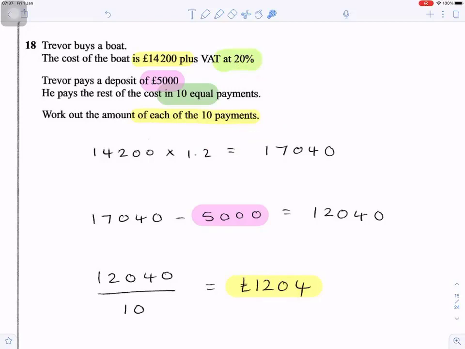Now, Trevor pays a deposit of £5,000. So you want to remove £5,000 from that total cost. So 17,040 minus 5,000 gives you 12,040. And that is what is left to pay. That's what he has to pay in the 10 payments. So you have to divide, this is for the 10 payments. So it's divide that amount by 10, it gives you £1,204 for each payment.